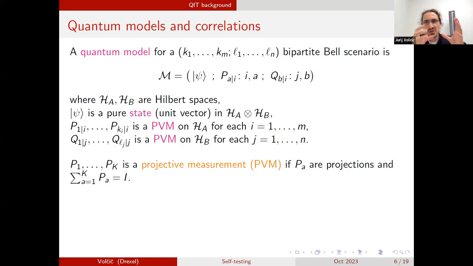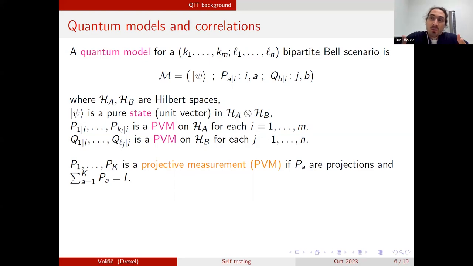And then for each input, I have a bunch of projections that add up to identity. That's called a PVM, a projective valued measure. So for each input, for each of the parties, I have a projective valued measure. Again, it's a bunch of projections that add up to identity. So that's how we describe what's happening inside: you have these projections and a state.